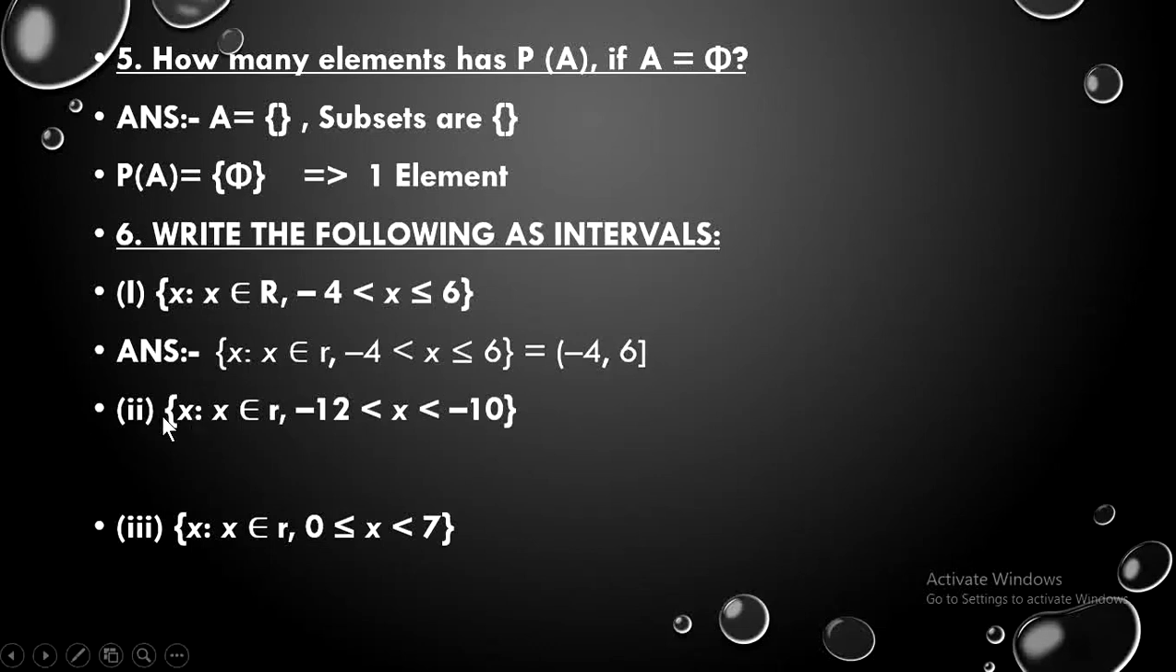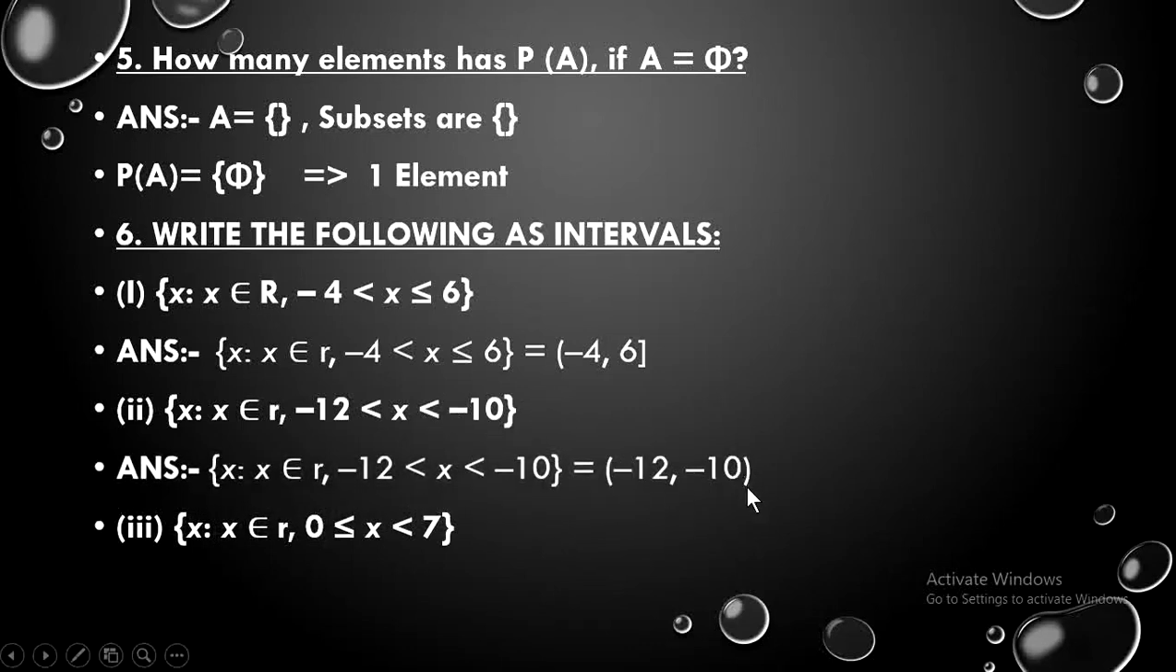Now the next one says that x is such that x belongs to R, and you can see the condition is that x is greater than -12 and less than -10. So for this similarly we'll make the interval. First you'll write -12, then you'll write comma -10, and you see that there's no such equal to sign. So on both sides you will make these kind of normal brackets. These are open intervals because there's no equal to sign and you're not including these two elements, so you make these kind of brackets.